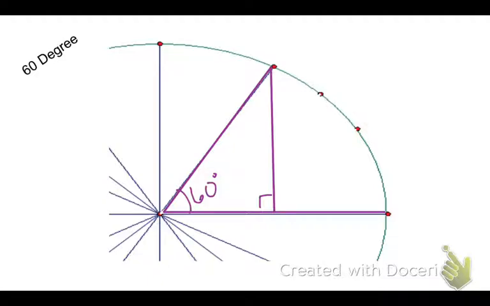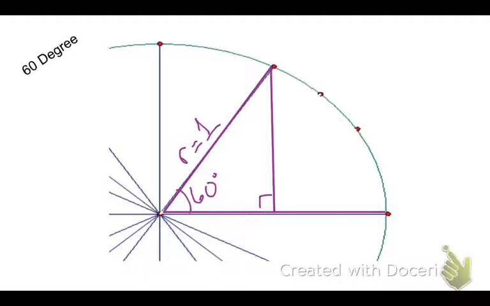Hopefully, you see the potential for a pattern that will emerge. Here we still have a radius of 1 because all of my radii are the same measure on a unit circle, on any circle.